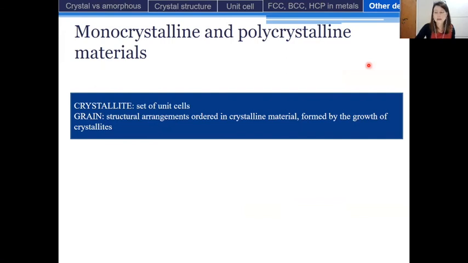So the definition of a crystallite will be a set of unit cells. So we have the unit cells, and when the second and the next close by unit cell are created around the first unit cell, we will call this package of unit cells a crystallite. So the definition of a grain is a structural arrangement ordered in crystalline materials formed by the growth of the crystallites.